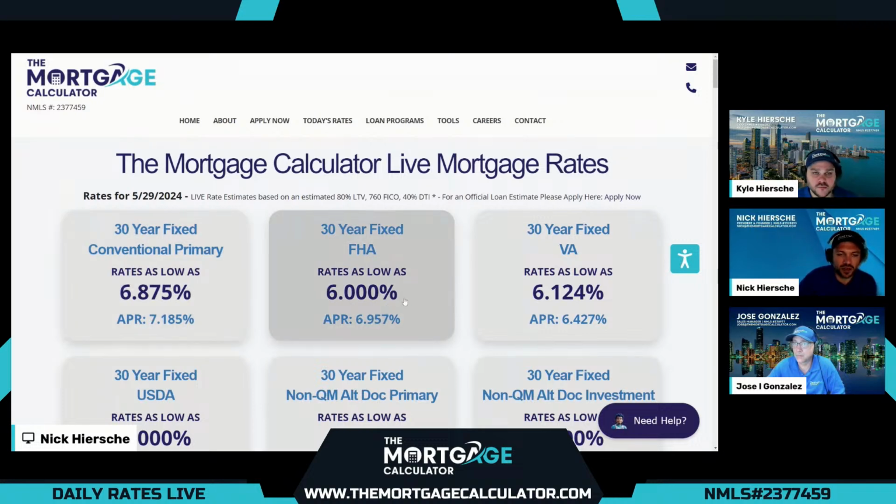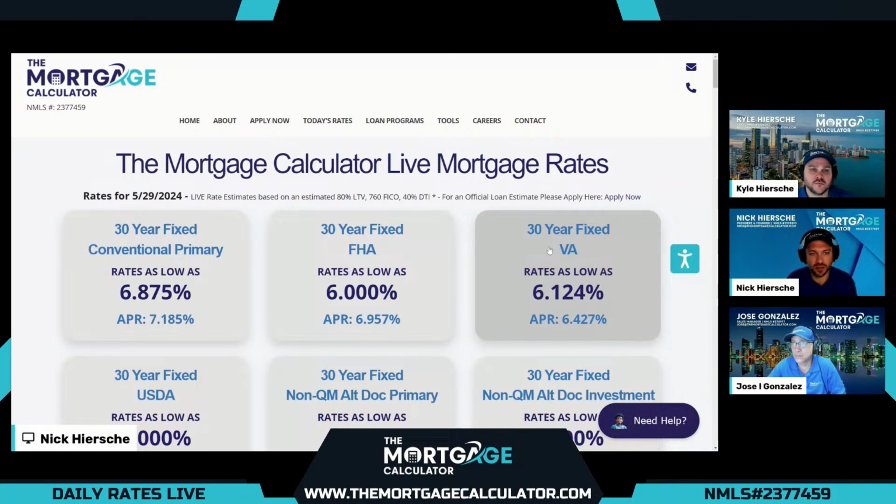Now moving on to our VA option. VA is only eligible for our active duty military and eligible veterans. If you are, definitely a great option. 30-year fixed VA standard option comes in as low as 6.124 today. Final APR 6.427. So notice, as usual, the VA final APR definitely much lower than all of the other options. So great option for our vets out there.